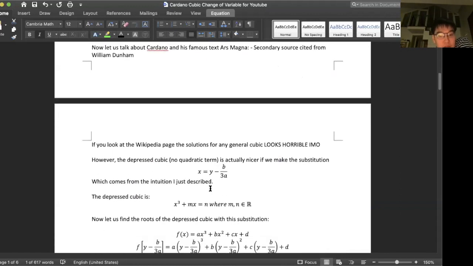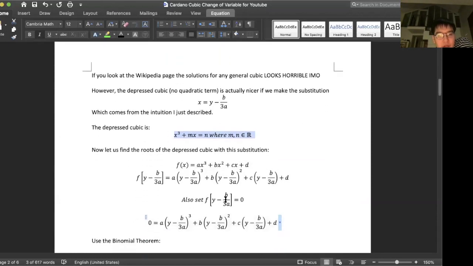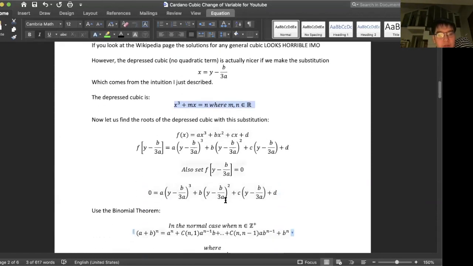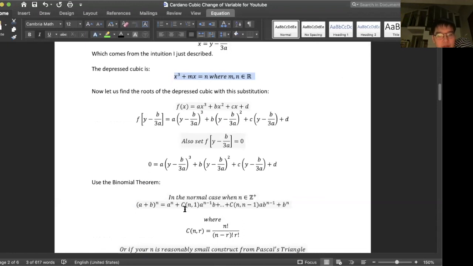So let us go back to the depressed cubic now. I remind you that it is of this form. And all we have to do is simply plug in this new substitution into our function, then set the whole thing equal to 0, and then compute what y will be. It's very useful in order to compute this that you use the binomial theorem. Here is its general form in combinations, which is malleable for positive integers, but also negative integers as well.